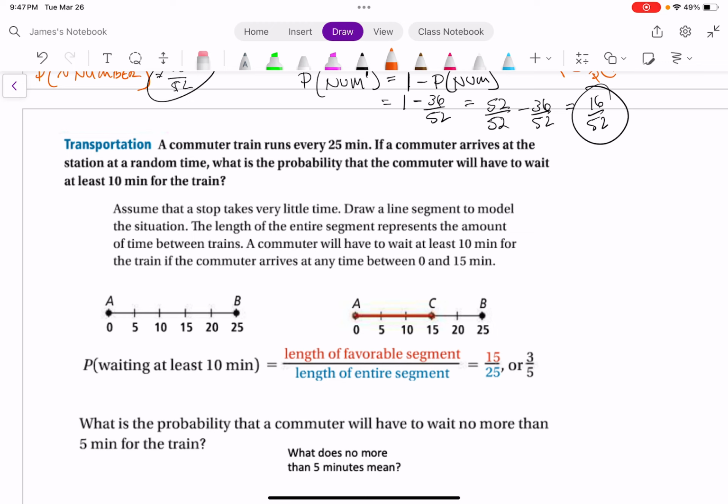It says draw a line segment to model the situation. The length of the entire segment represents the amount of time between trains. It says a commuter will have to wait at least 10 minutes for the train if the commuter arrives at any time between 0 and 15 minutes.